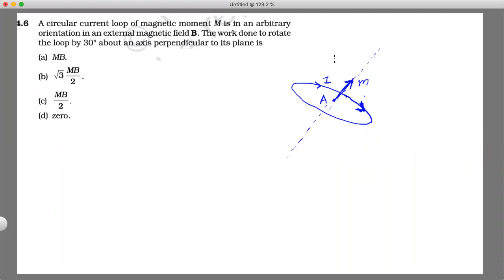And let's say there is some field like this, B, in any direction. We don't know where it is. Whenever we rotate this loop, M stays where it is, right? So the angle or the relative motion between M and B is not happening. So the answer will be D.